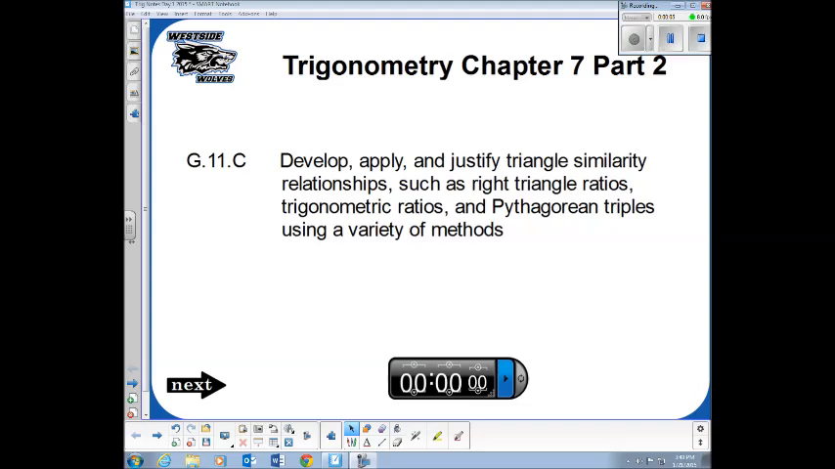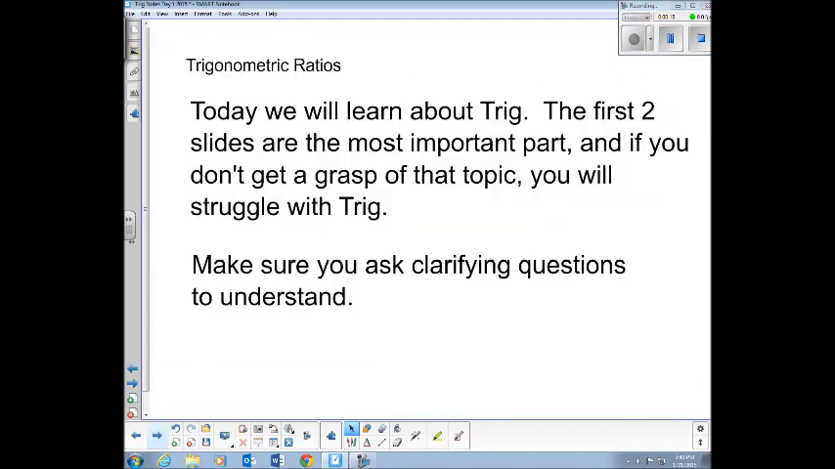Today we're going to learn about trigonometry in our class and learn how to recognize sine, cosine, and tangent, and how to do trigonometric ratios and solve problems involving those. We'll start our lesson with two simple slides here. We have to understand and grasp these first couple slides.